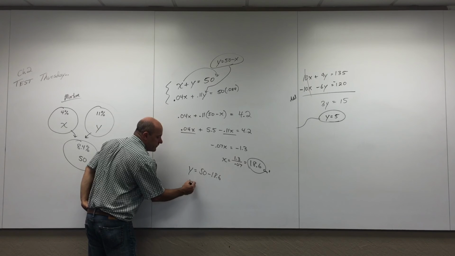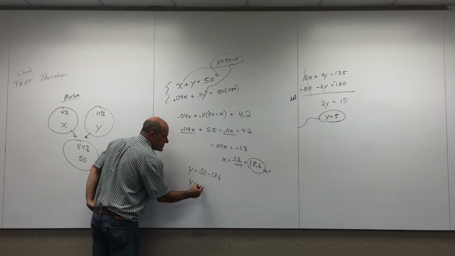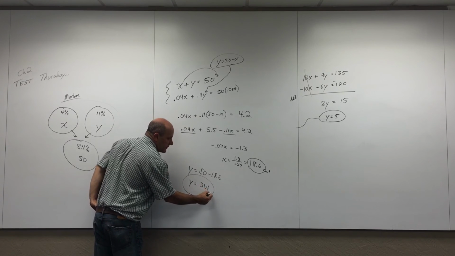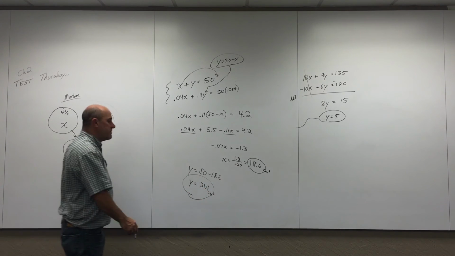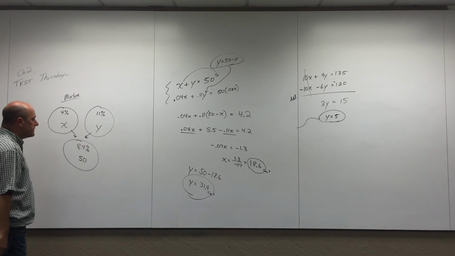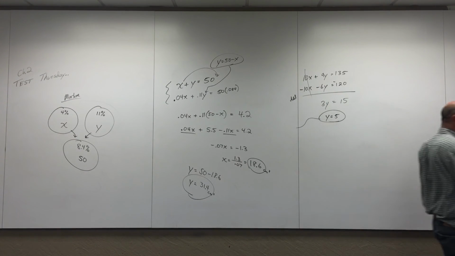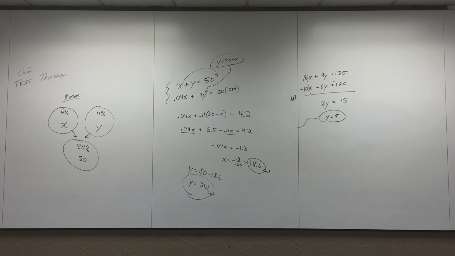So we've been solving these equations. That's 31.4 cubic centimeters. So that's the answer. Those two amounts. Yeah, good stuff. Good stuff. This quiz.